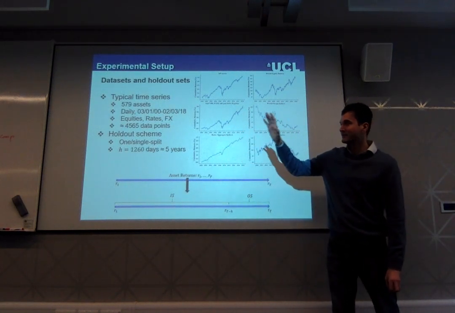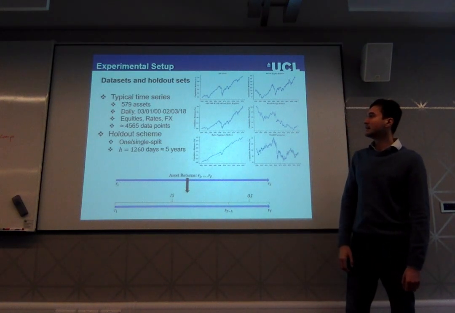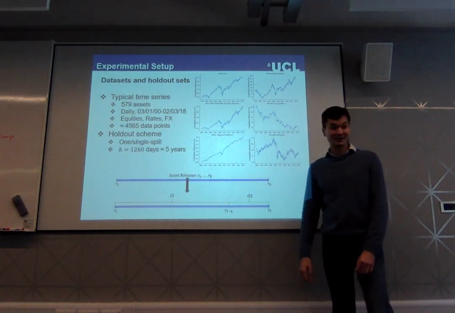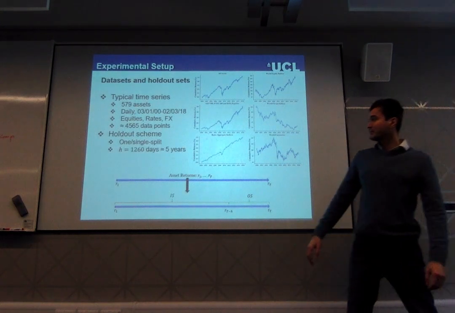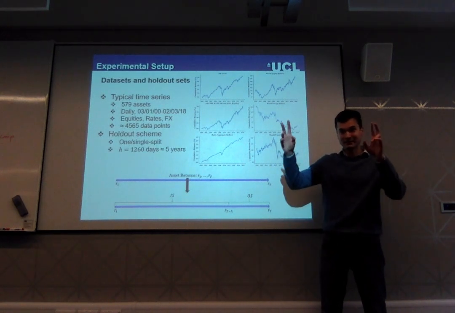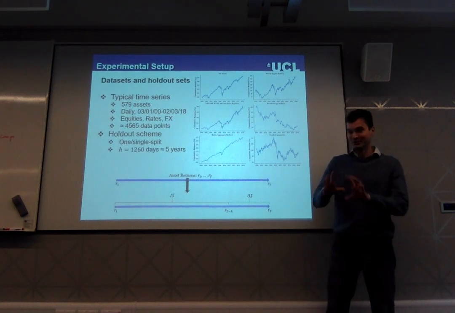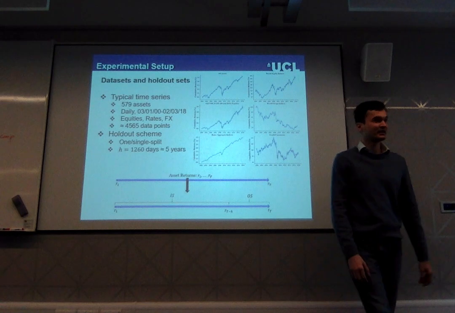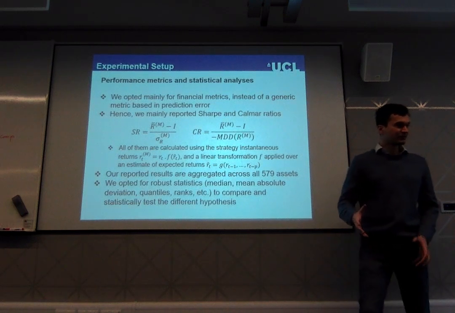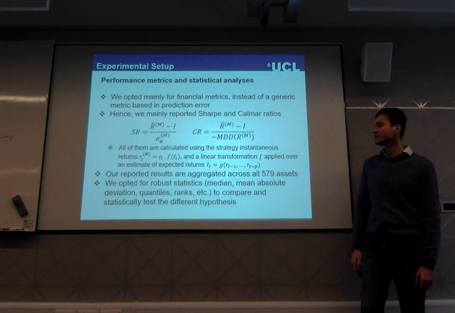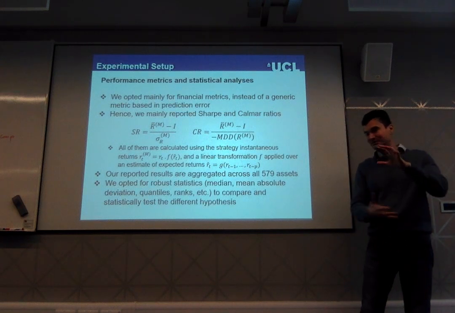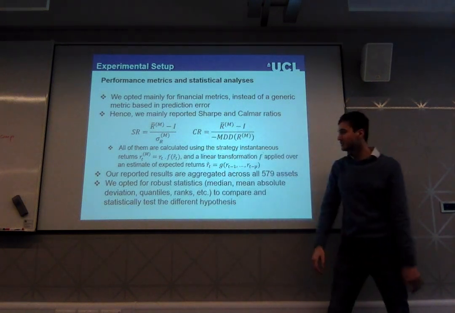So, a typical time series: I have 579 assets, daily. Equities, rates, FX, with 4,565 data points. The holdout scheme is one single split. All the results I'm going to show you are on the test set, or the holdout set, or the out of sample, depending on how you call it. It's basically 5 years of holdout set, so it's quite a long holdout set. Mainly I opted for Sharpe ratio and Calmar ratio, because since I'm going to aggregate the results, it's difficult to aggregate average returns and volatility and so on. I prefer ratios, which tend to be better.